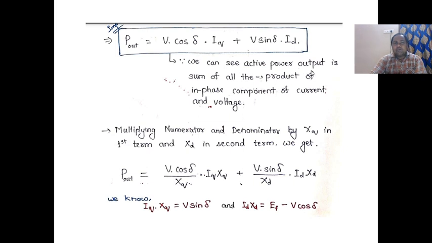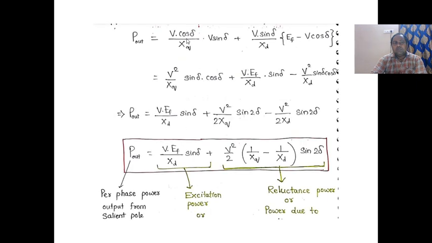We can see active power output is the sum of the products of in-phase components of current and voltage. Multiplying numerator and denominator by XQ in the first term and XD in the second term, we get output power equal to V cos delta by XQ into IQ XQ plus V sin delta by XD into ID XD. IQ XQ is equal to V sin delta and ID XD is equal to EF minus V cos delta. Power output is equal to V cos delta by XQ into V sin delta plus V sin delta by XD into EF minus V cos delta. That is nothing but V square by XQ sin delta cos delta plus V EF by XD sin delta minus V square by XD sin delta cos delta.